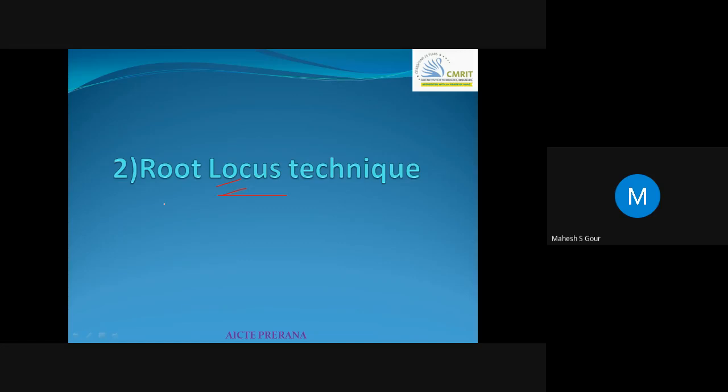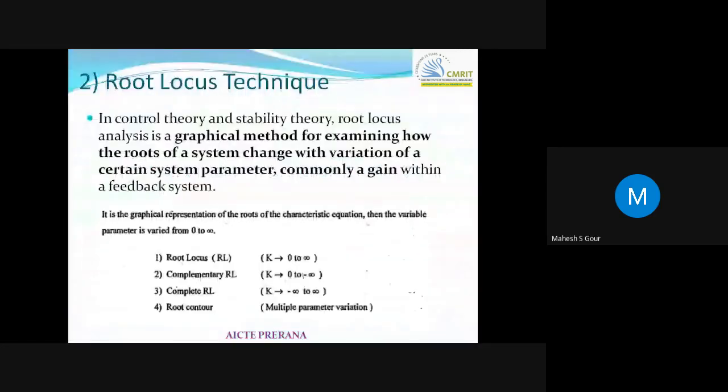Okay, so coming to the root locus. What will the root locus technique tell? What kind of stability, absolute or relative stability? Relative stability. It will tell relative stability. Only the RH criteria will tell absolute stability. So what is root locus? We'll come step by step.